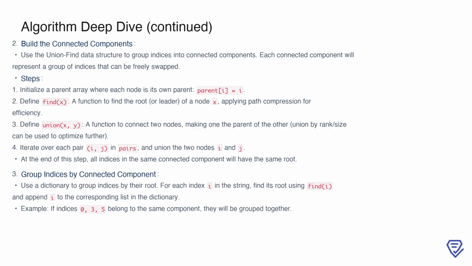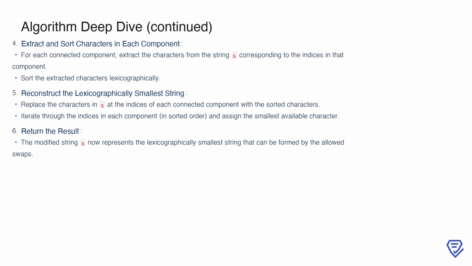To organize these components, we use a dictionary where the root of each component serves as the key, and the indices belonging to that component are stored in a list. For example, if indices 0, 3, and 5 are connected, they will be grouped together under the same root in the dictionary.